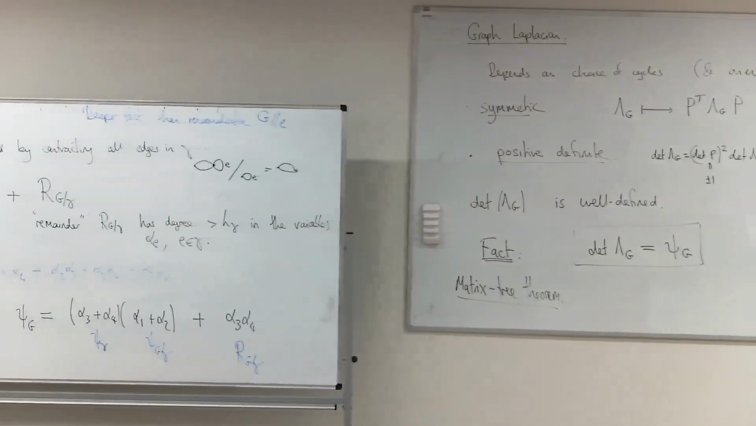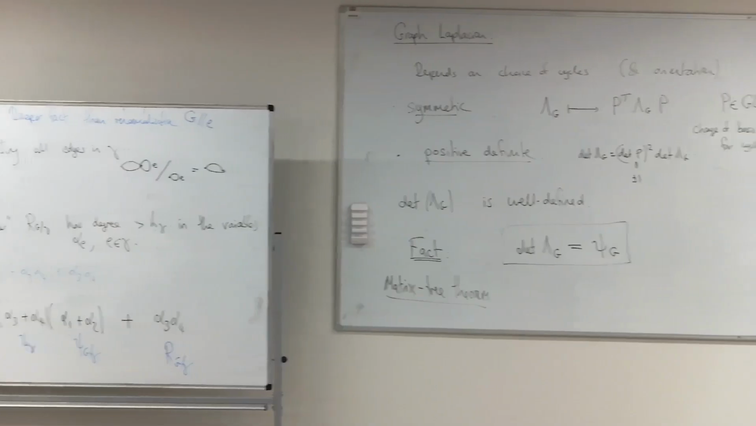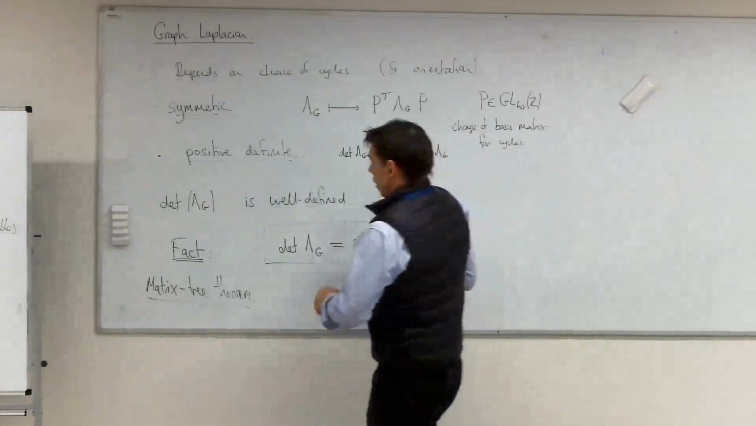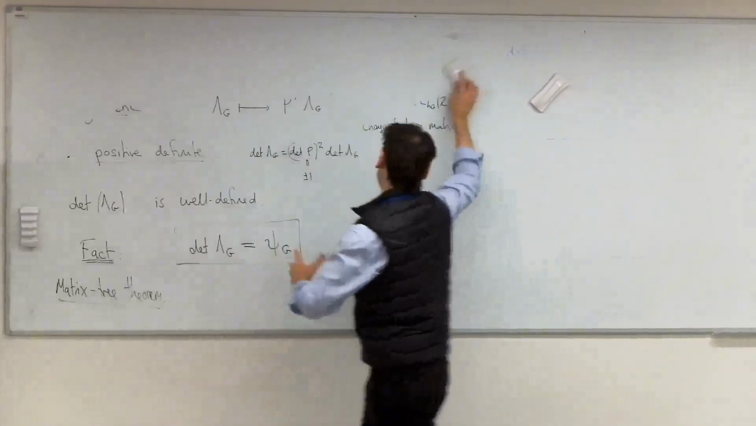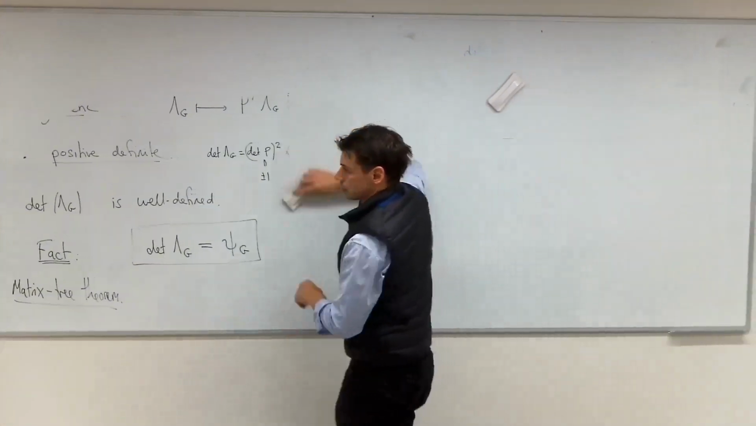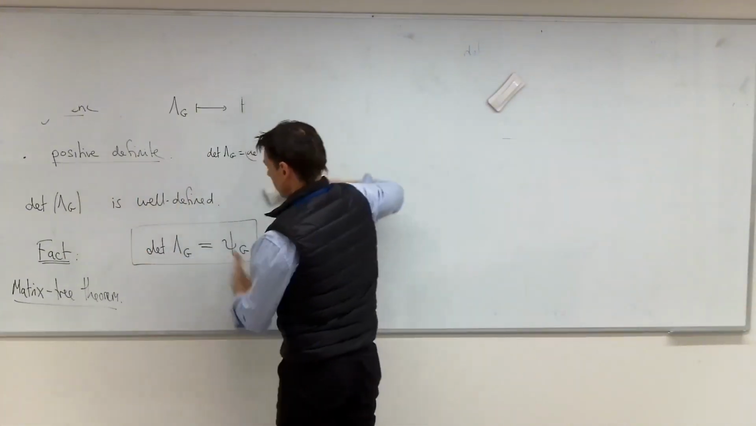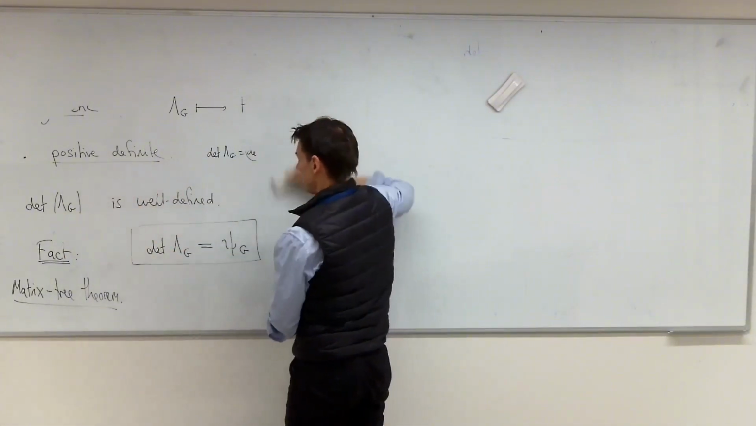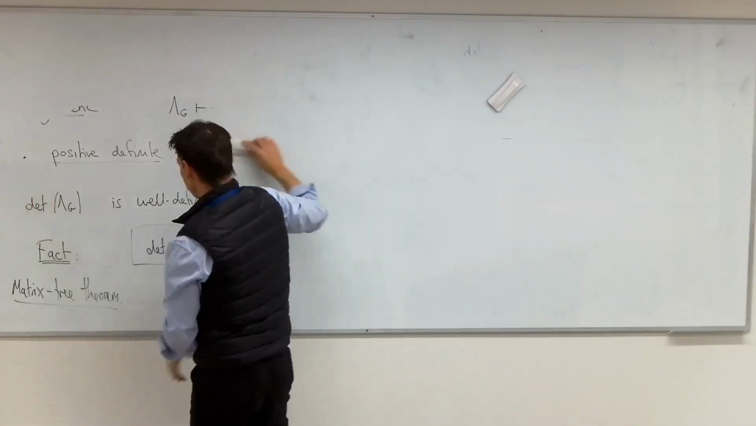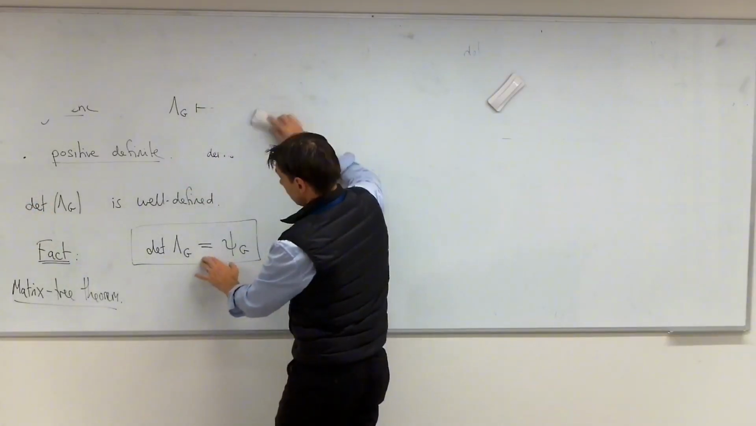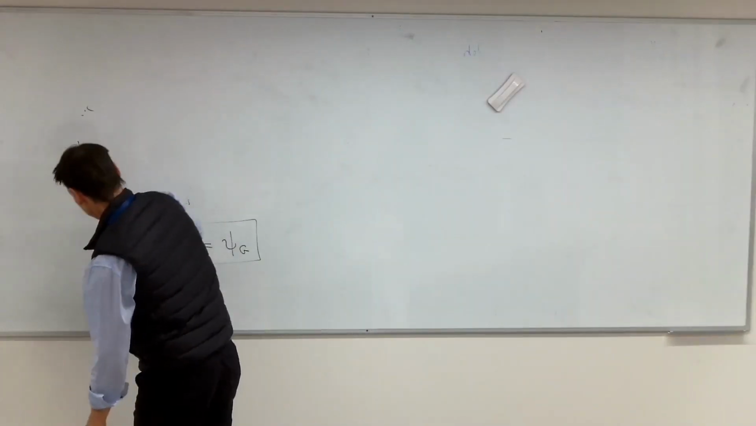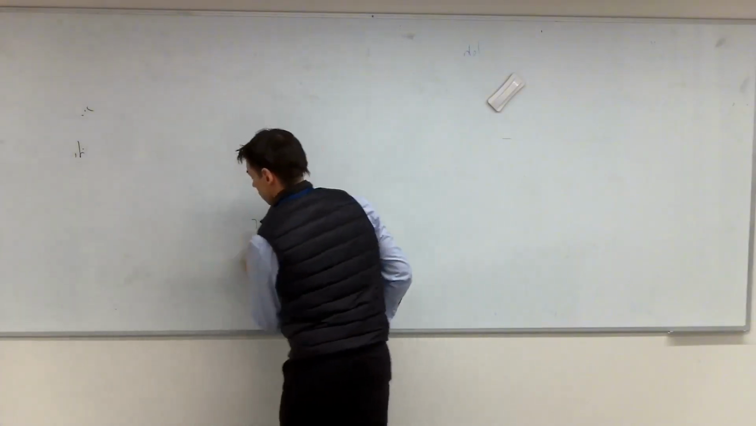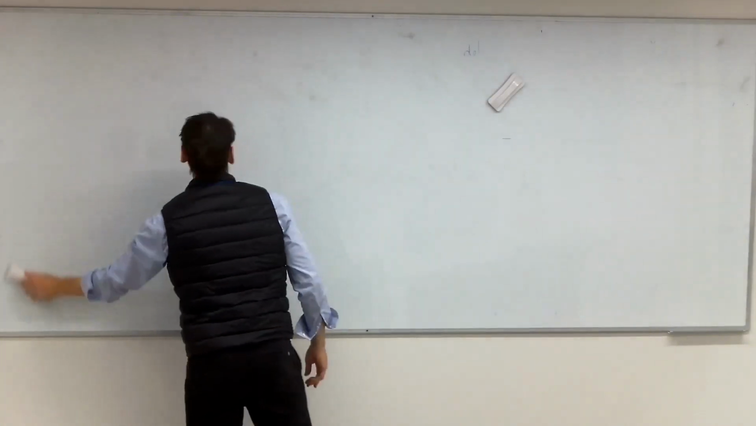So I've hoped to persuade you that, even if you're not interested in physics at all, these graph polynomials are very natural from a mathematical point of view. Because they have all these combinatorial properties, these nice factorization properties, and this property of being the determinant of a Laplacian. It's a very natural construction.